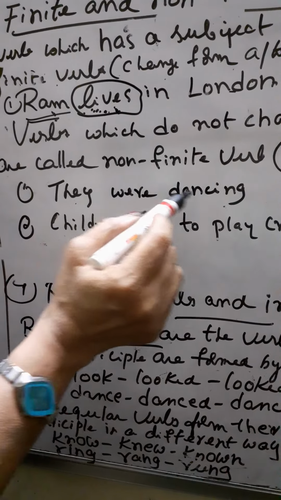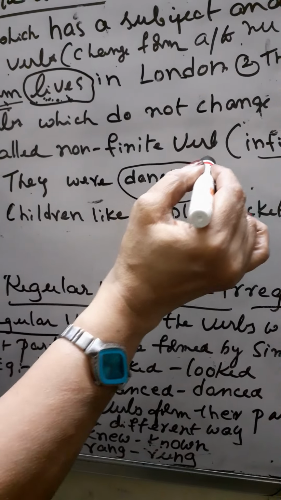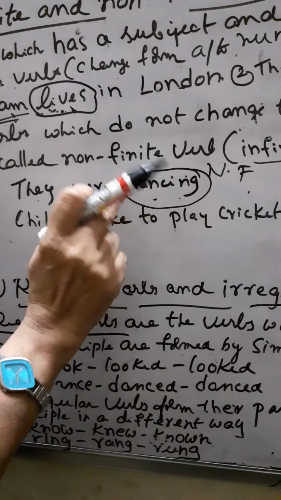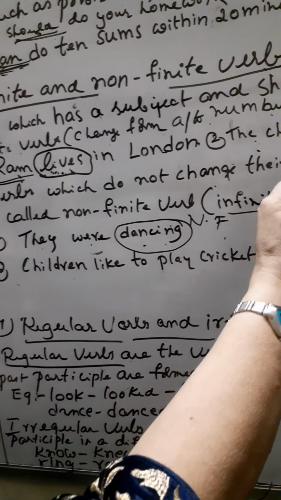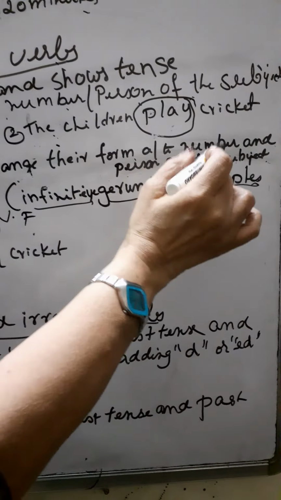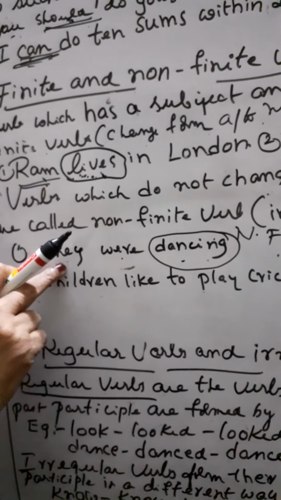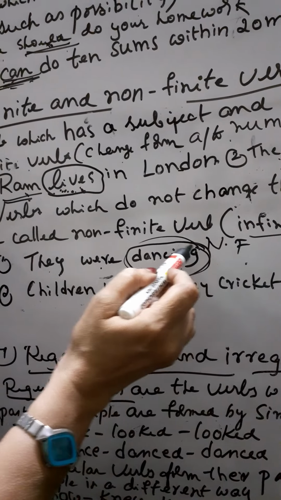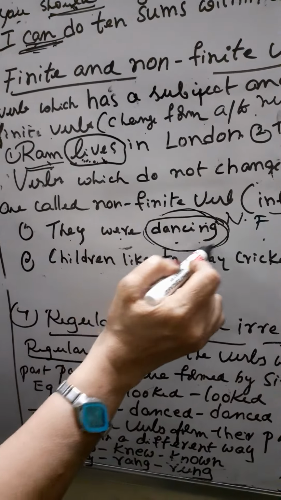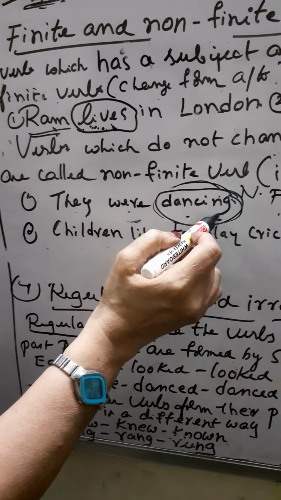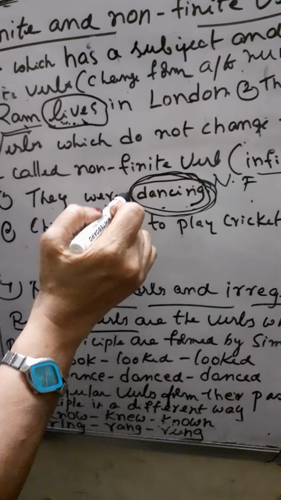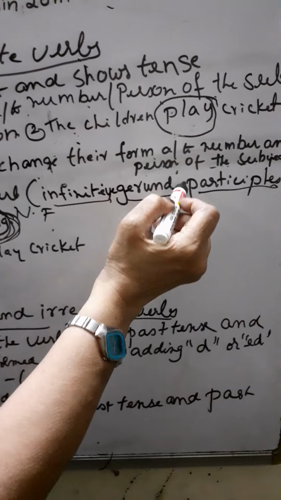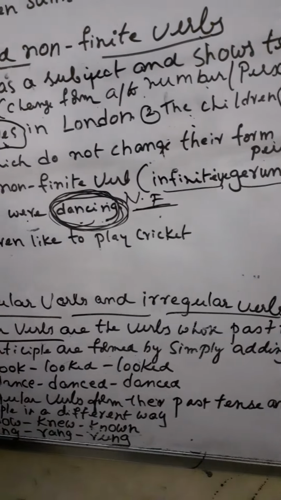Now see, they were dancing. Dancing is a non-finite verb. Now, I have written here that the verbs do not change their form according to number and person of the subject. Now if you write here third person, he was dancing, it won't change. She was dancing, it won't change. I was dancing, it won't change. When the verbs won't change according to number and person of the subject, then it is known as a non-finite verb.